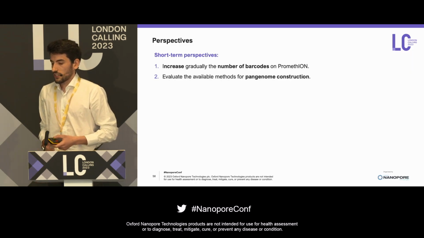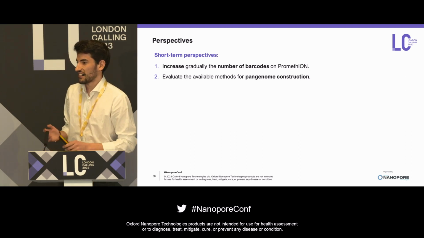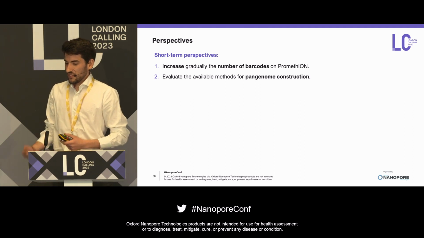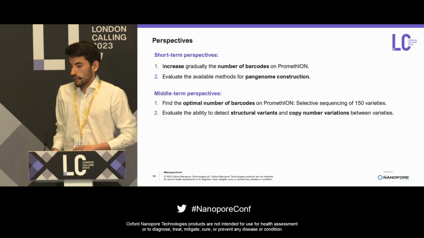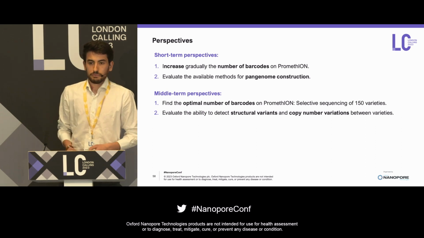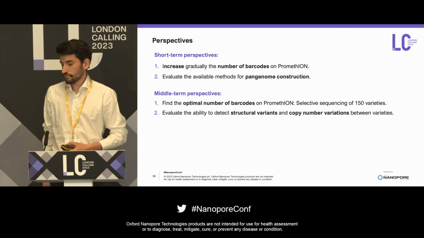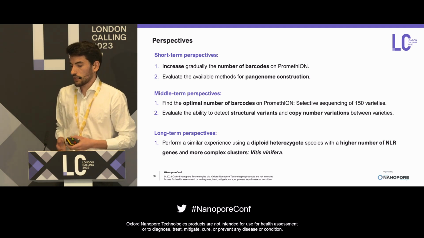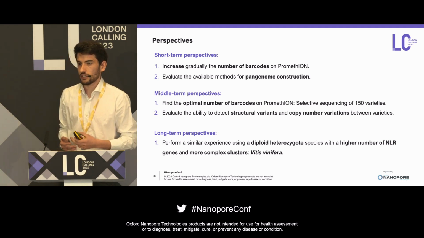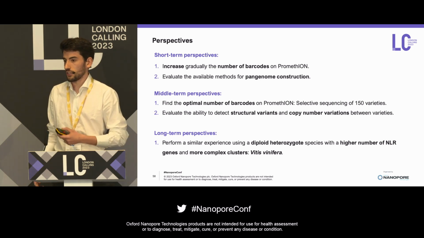So talking about the perspectives, we have advanced quite a lot since the submission deadline, so some of them are already completed. But what we planned in the short term is to evaluate the available methods for pan-genome graph construction. Also, we plan to evaluate the capacity to detect structural variants and copy number variation. And in the long term, we plan to do the same using a different species that has a higher number of NLR genes and also more complex clusters, like vineyard.